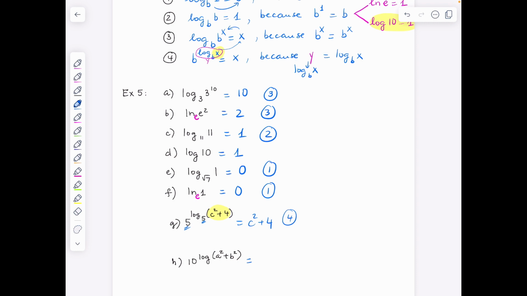And then the last one, 10 to the log base, it's not written here, that means it's base 10, of a squared plus b. Again, using property number 4, where this base and this base match exactly. So the answer should be the input of the log function, which is a squared plus b.